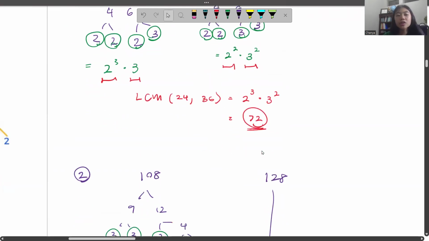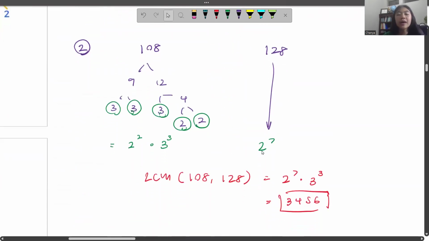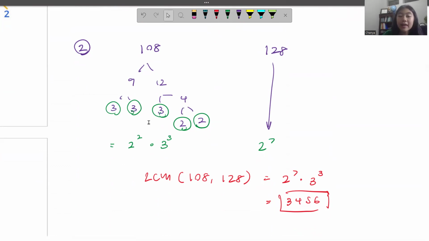Okay, moving on to question 2. Question 2 asks, find the LCM of 108 and 128. So I prime factorized 108. The factor tree is shown right here, but basically what I got was 2 squared times 3 cubed. And 128, I memorized that that was a power of 2, since I know my powers of 2 up until like 10 or 12.